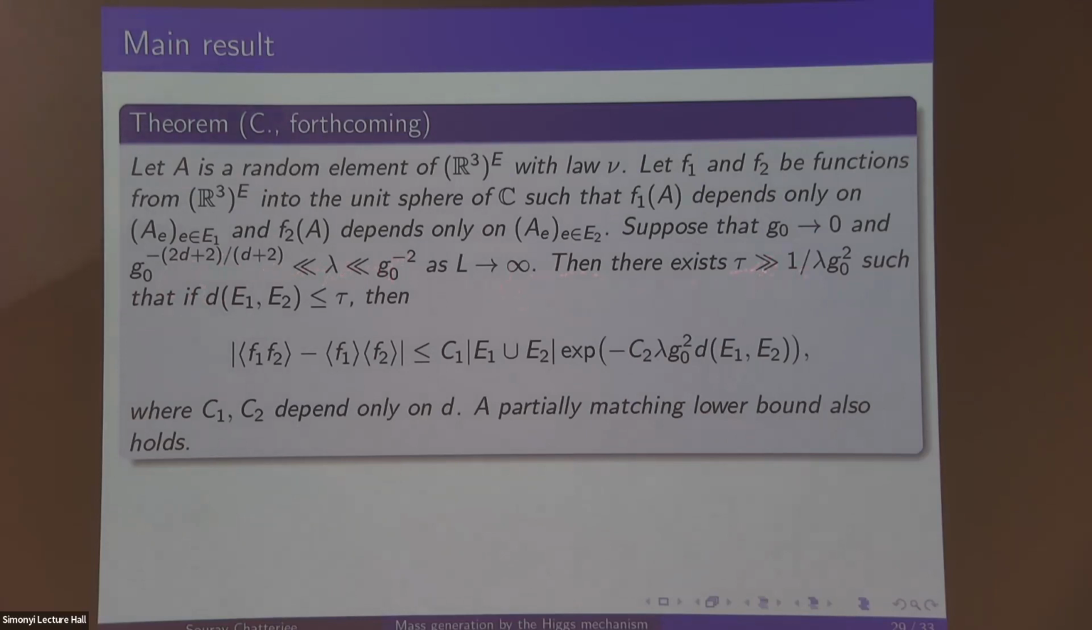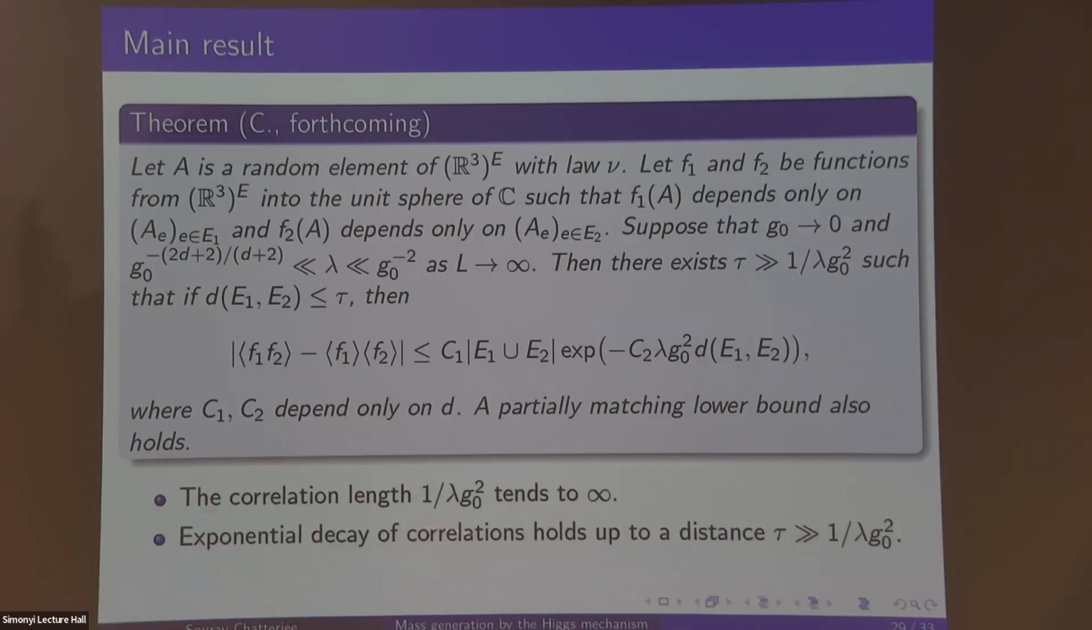So then there exists a tau bigger than 1 over lambda G0 squared. So tau is much larger than this factor, so that if the sets are at distance less than tau, then you have this exponential decay of correlation. So what this means is that the correlation length 1 over lambda G0 squared tends to infinity, as you need for reaching continuum theory. And exponential decay of correlations holds at distances, up to distances much bigger than this correlation length. So you can pass to a continuum limit and have a theory which has exponential decay of correlations. And this proves mass gap.